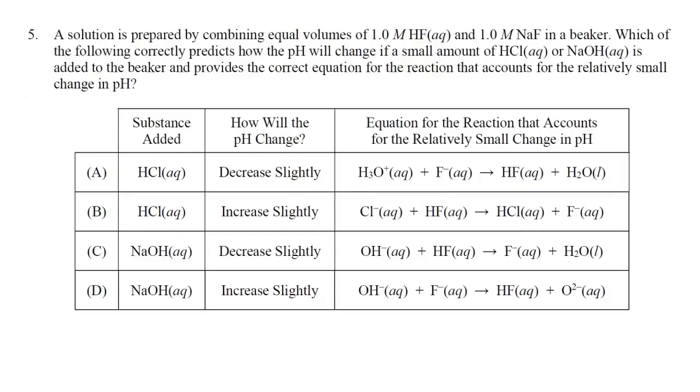In question 5, it says the following. A solution is prepared by combining equal volumes of 1.0 molar HF, which is hydrofluoric acid, and 1.0 molar NaF, which is sodium fluoride, in a beaker. And the question asks, which of the following correctly predicts how the pH will change if a small amount of HCl, hydrochloric acid, or NaOH, sodium hydroxide, is added to the beaker, and provides the correct equation for the reaction that accounts for the relatively small change in pH.